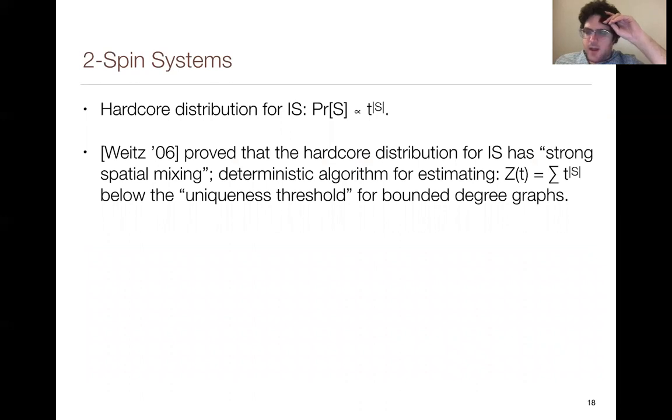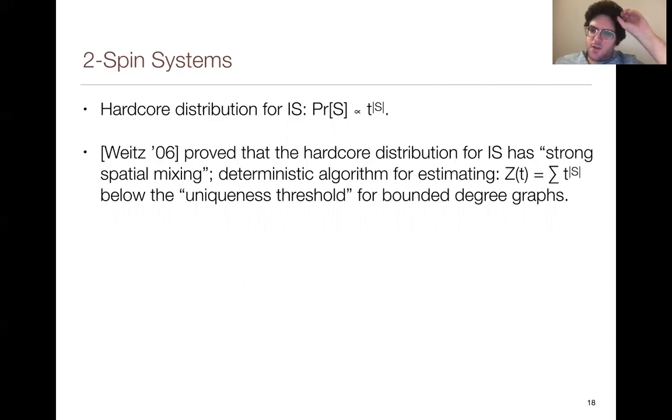There is another application that has emerged due to the work of Anari, Liu, Oveis Gharan, and later Chen, Liu, and Vigoda. This is essentially showing that two-spin systems mix rapidly up to the uniqueness threshold. So one example of a two-spin system that people care about is the so-called hardcore model, where the goal is to sample from the hardcore distribution for independent sets, where an independent set S is assigned measure proportional to t to the size of the set S, where t is some parameter that is related to the temperature of the system.